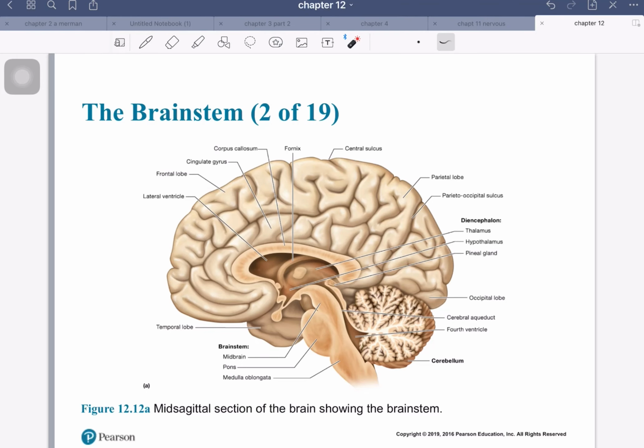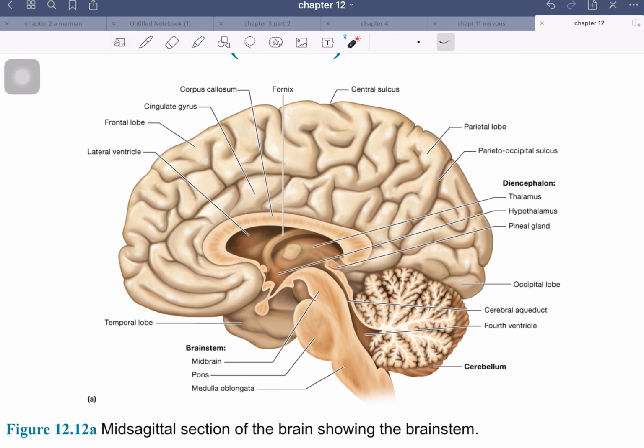In this video, we'll look at the brainstem. Now, before we get right into the brainstem, let's give ourselves an overview of some of the structures we've seen, so we can put the brainstem into context as to its location. Here are some of the things we've seen before.